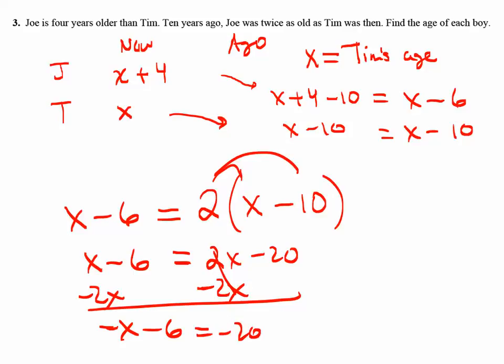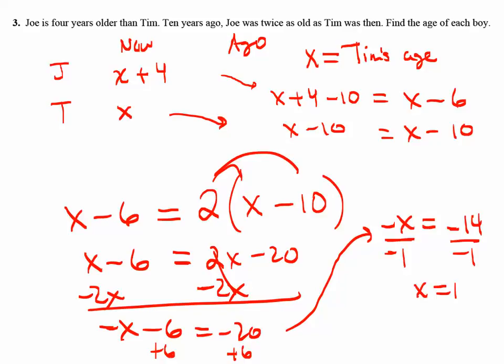Running out of room here. Let me just add 6 to both sides, but let me do it over here. That's going to be negative 14. Again, divide through by negative 1 to get rid of the negative there. And we get x is equal to 14.